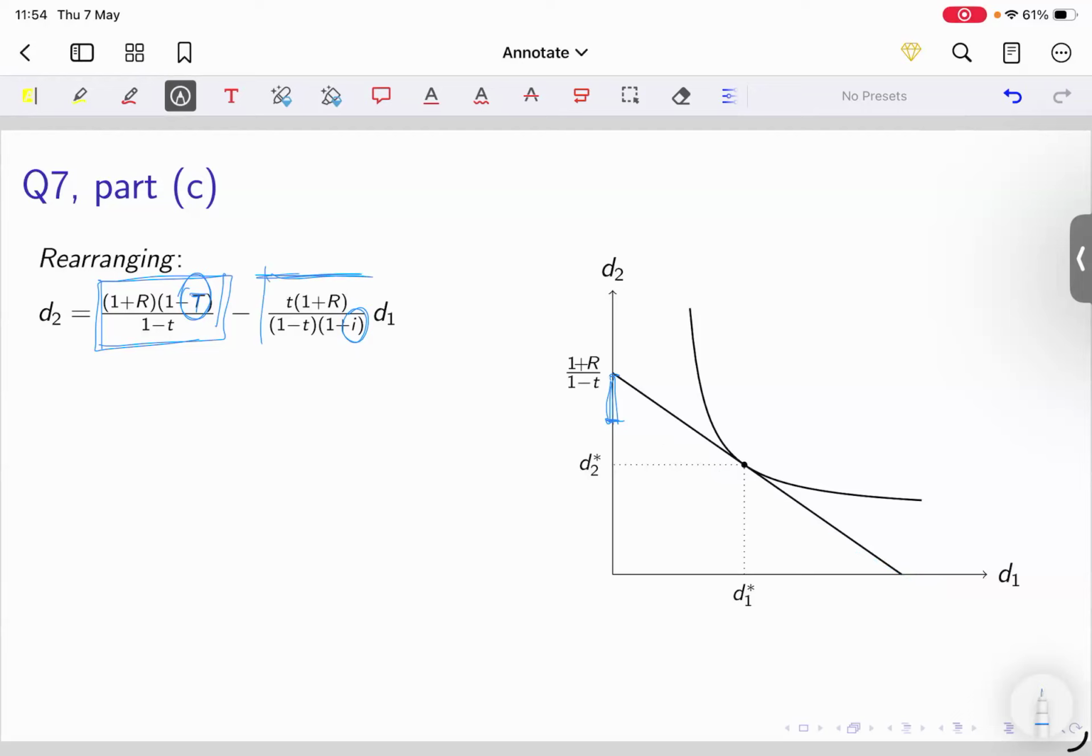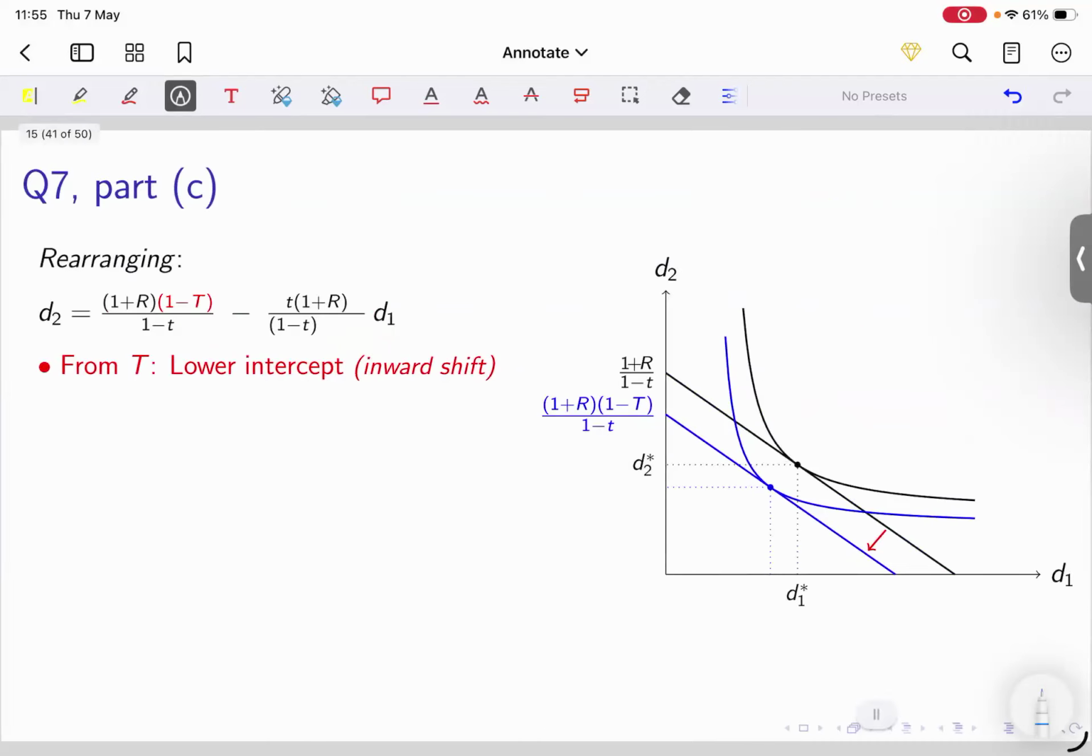But as a kind of preview, what happens to the gradient? Here is the second change. You have the gradient, what's multiplying D1 here. This is what we had before, and now it's divided by 1 plus I. I is positive, so it's scaled down. It's going to be flatter.